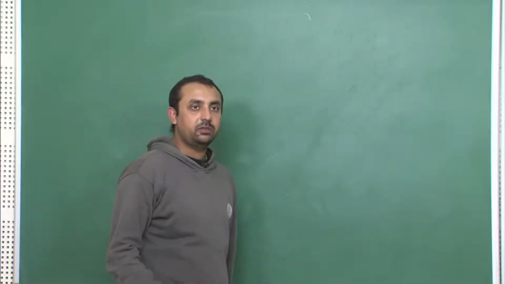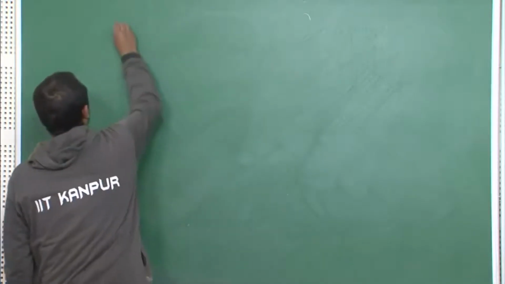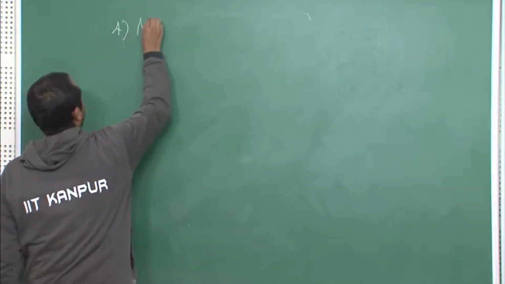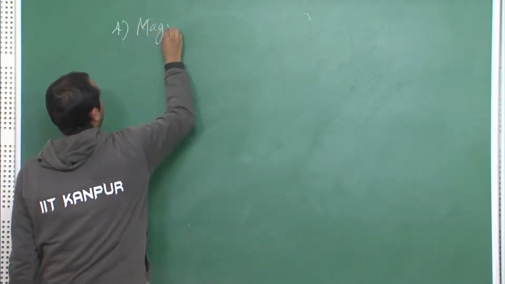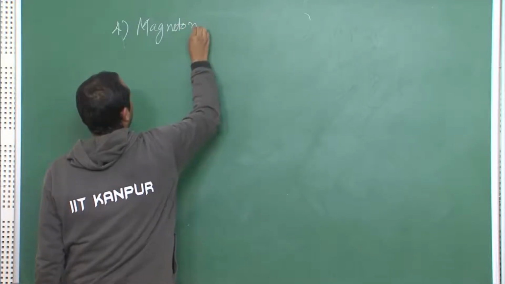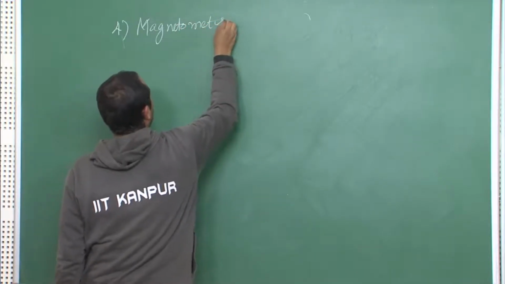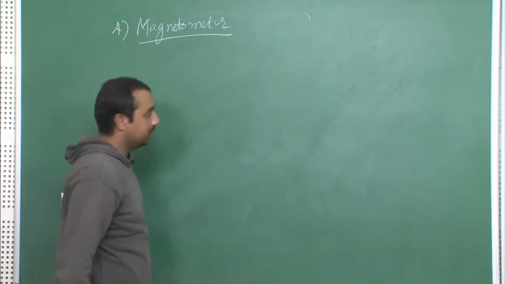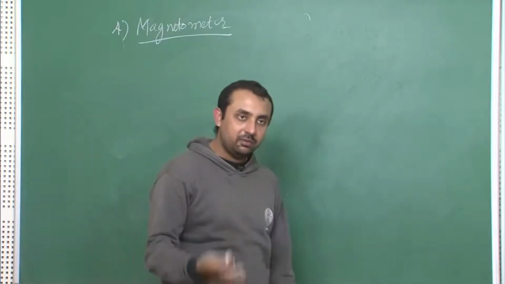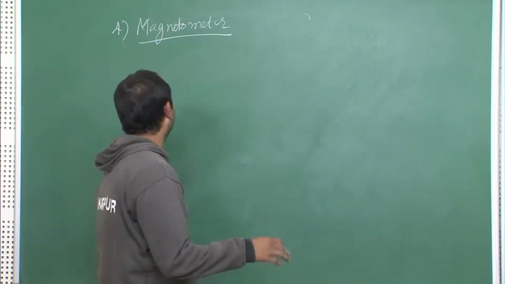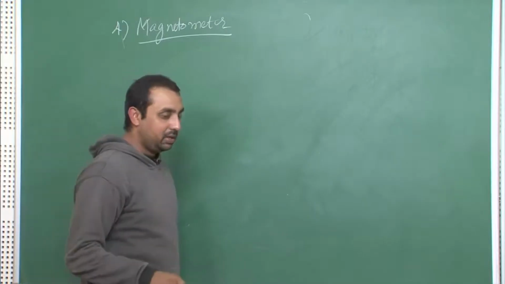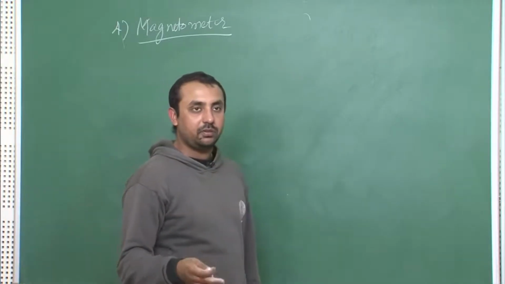The fourth sensor which we will be discussing will be magnetometer. As the name suggests, it has to do something with magnetic field. That's right. Magnetometer basically measures your magnetic field.